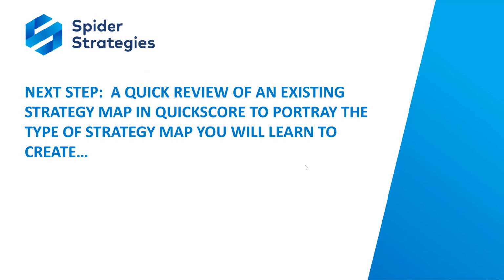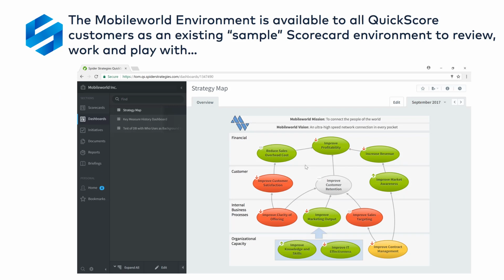Before we get into the lesson, let's just do a quick review of an existing strategy map in QuickScore to portray the type of strategy map you will learn to create. The Mobile World environment is available to all QuickScore customers as an existing sample scorecard environment to review, work, and play with. In this case, we've opened the Mobile World Inc. organization, have then opened up the Dashboards folder, and are viewing a strategy map simply named Strategy Map.